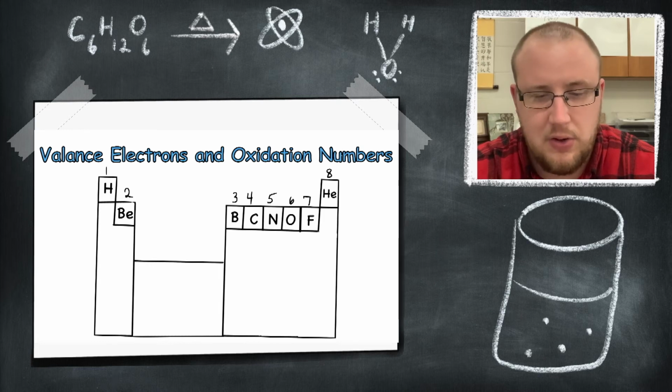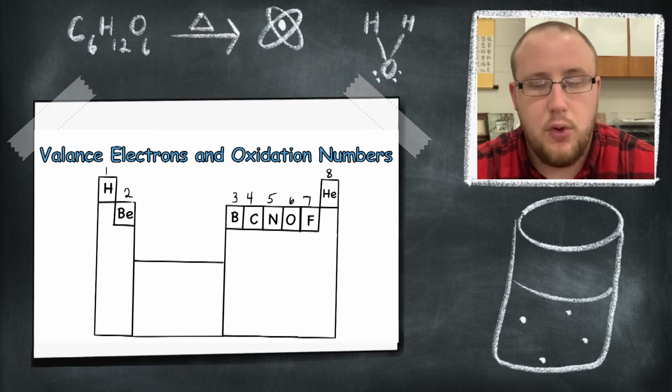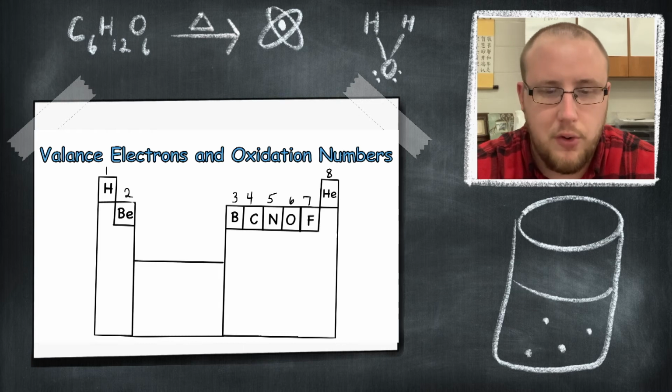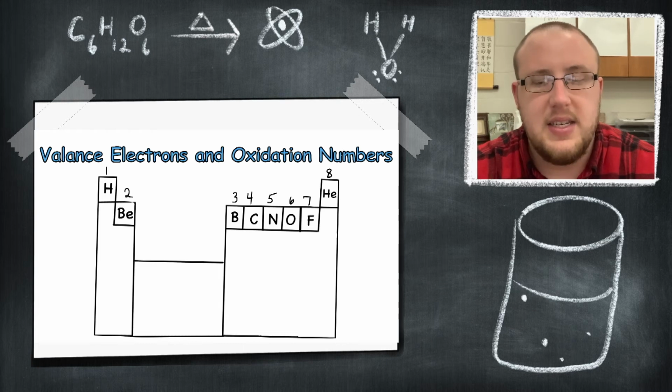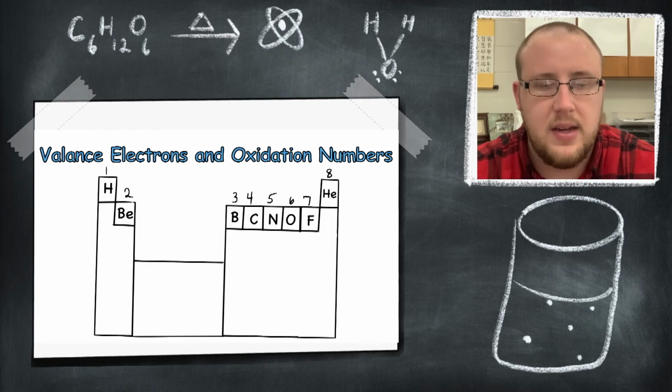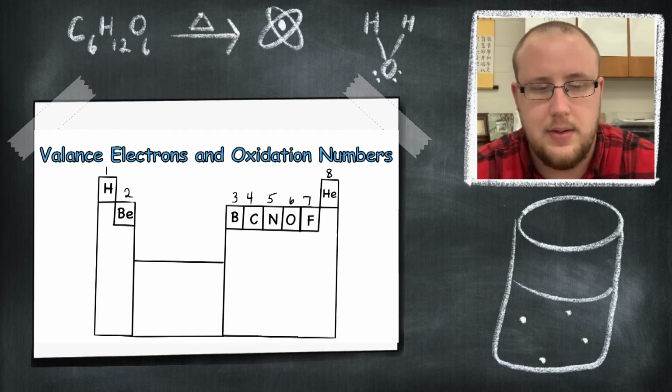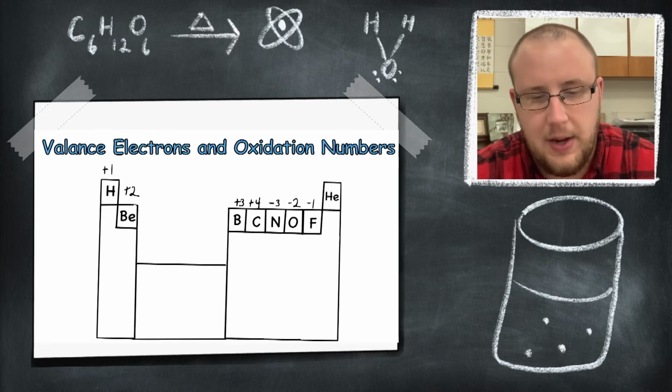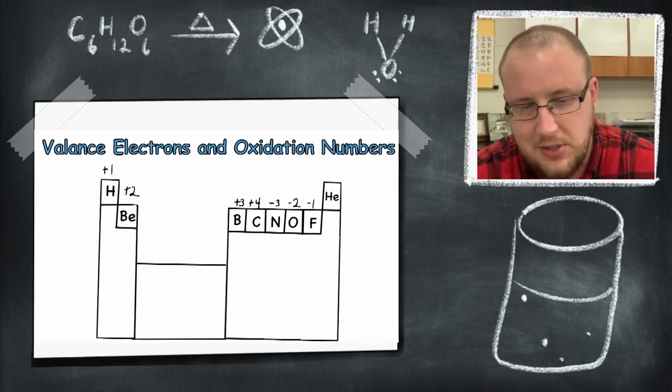Oxygen has 6 valence electrons. It's anything underneath it has 6. Fluorine's family, or anything underneath fluorine's group, has 7 valence electrons, and anything in your noble gases, or anything underneath helium, has 8 valence electrons. Now let's talk about how that compares to oxidation numbers.